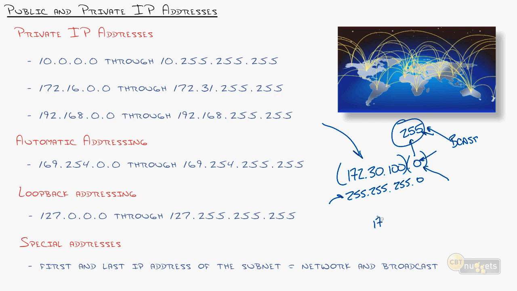Let's say I did 172.30.0.0 with this subnet mask. It's actually known as a Class B subnet mask. Now I'm saying this represents my network, and this represents my host. By the way, that actually gives me 65,536 hosts that I can have in that range.